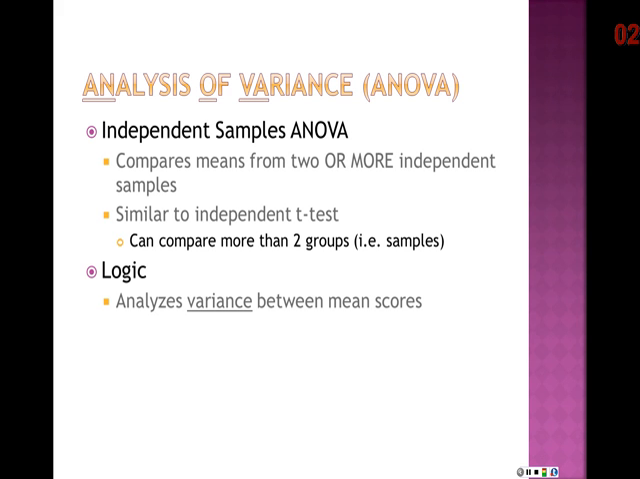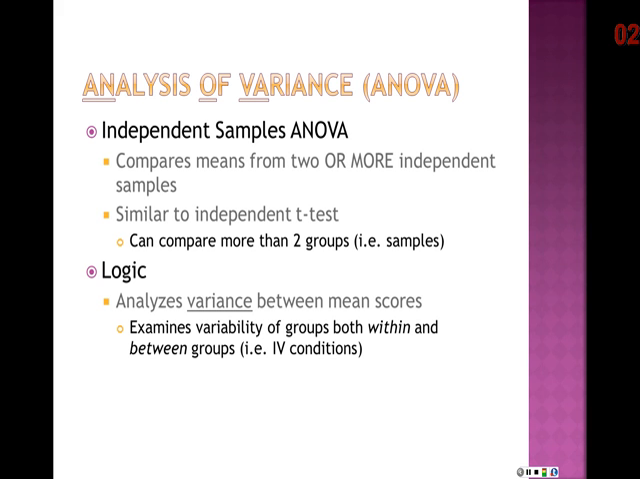What analysis of variance does is it analyzes the variance between mean scores. So the variability in those scores, meaning the extent to which people score differently from one another, and how those differences in scores can create statistical significance. So what it does is it examines the variabilities of scores both within a particular group and between particular groups. So these groups are the independent variable conditions, right? So the various groups mean that they're part of some sort of independent variable.